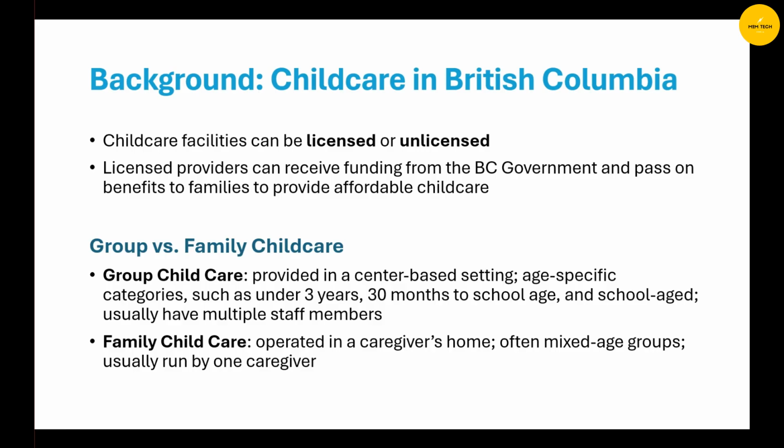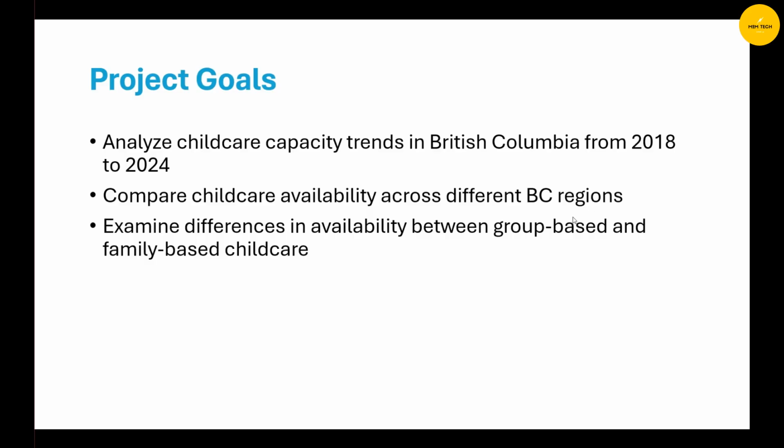Now, a little bit of background about childcare in BC. We have different types of facilities. They can be licensed or unlicensed, and those who are licensed can receive support and funding from the BC government. And there are also different types. You can have group childcare, which is usually in a center, provided to specific age groups of children, and there are usually multiple staff members in each center. Or we can have family childcare, which is typically in the provider's home, and the homeowner is the childcare provider, and the children in the group can be different ages.